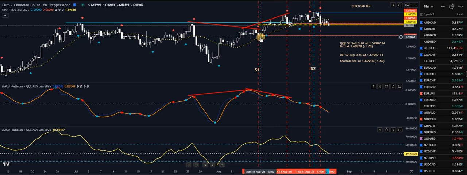Euro CAD, in a few trades. So I've been in the QQE sell trade. This is S1 from here. So 1, 2, 3, 4 trades. Break even is that yellow dashed line. So that's the break even there.